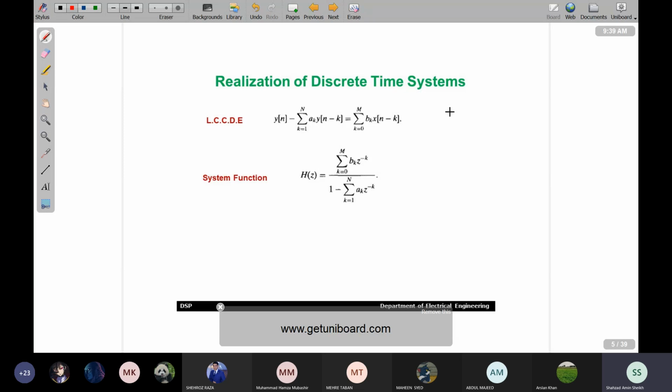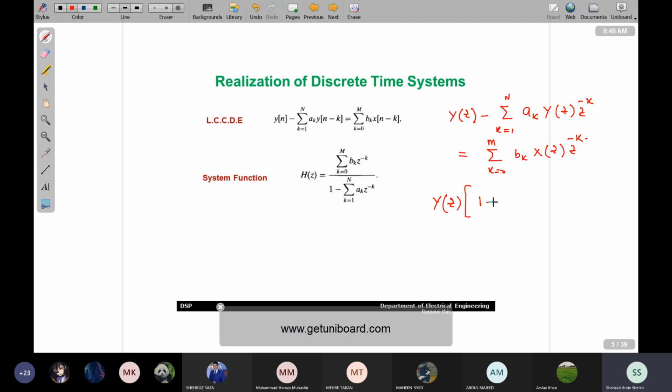So the z transform of y of n, if I take it, that would be Y of z minus k equal to summation k is equal to 1 to n ak y of z minus k. That's coming from here, the z transform of this portion, and that would be equal to summation from k is equal to 0 to m bk x of z minus k, and we can further extend this.